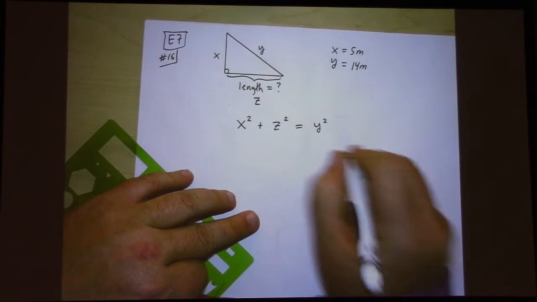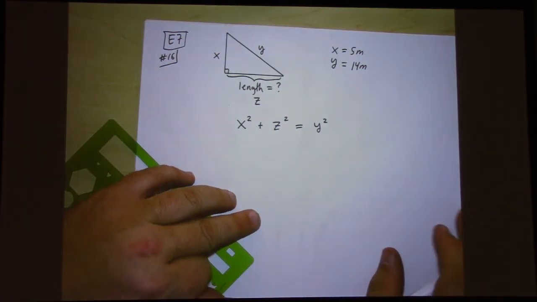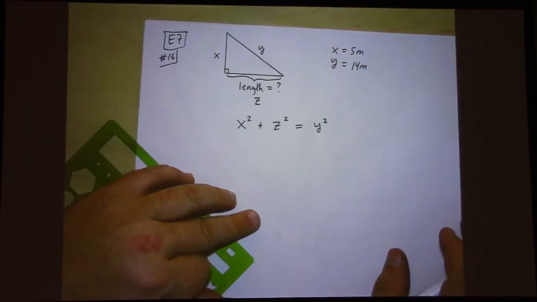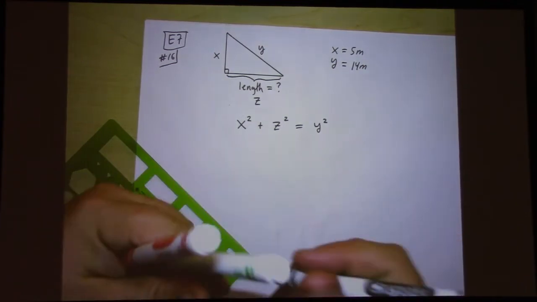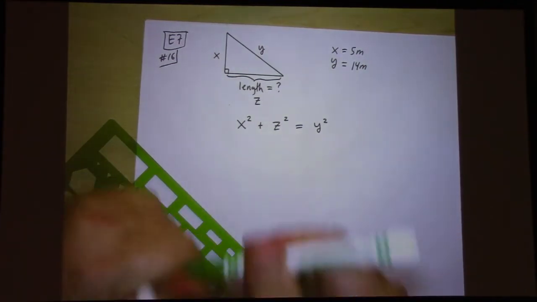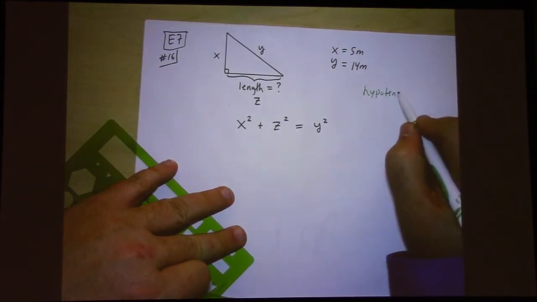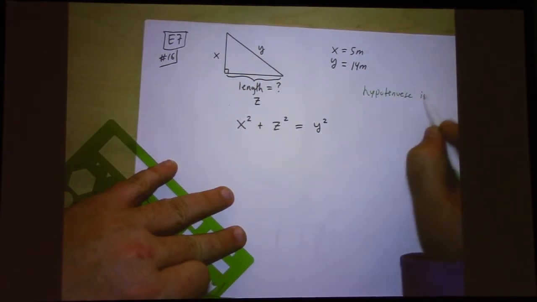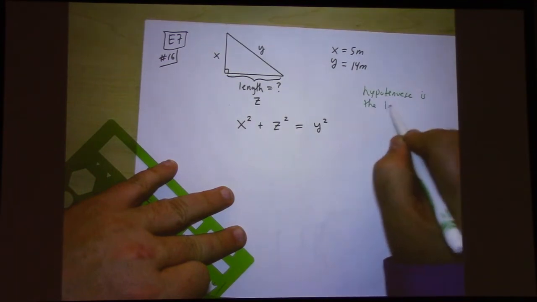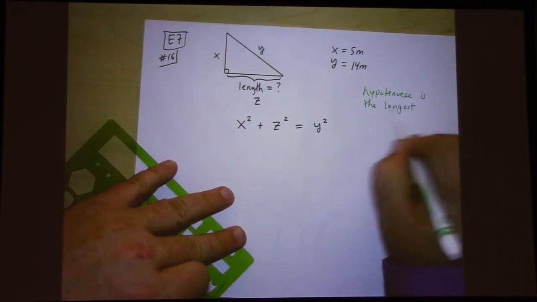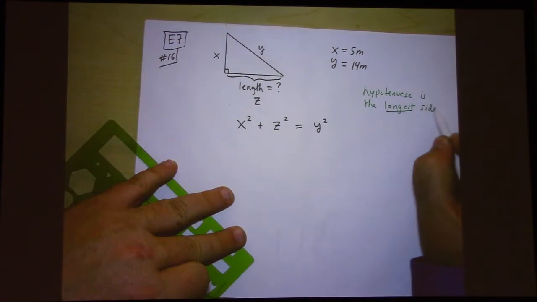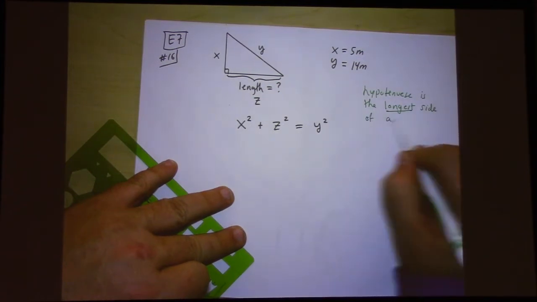So in other words, the Pythagorean theorem says that the longest side in a right triangle is called the hypotenuse, right? The hypotenuse is the longest side of a right triangle.